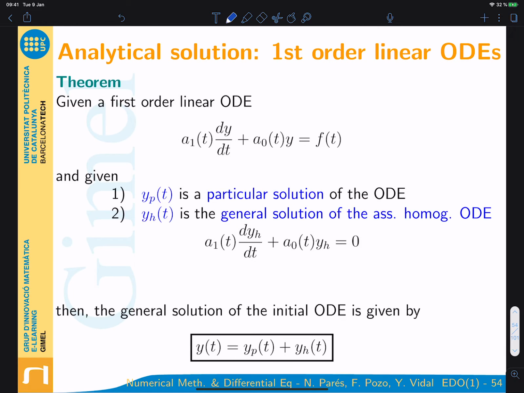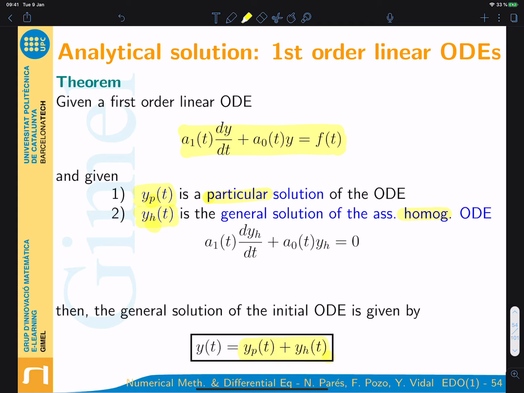Now, here is a very important theorem for today's lecture. Given the first order linear ODE that we want to solve, that looks like this, and given a particular solution of the ODE that we will call yp, and the general solution of the associated homogeneous ODE that we will call yh, this h because it comes from homogeneous, and the p because it comes from particular solution, then the general solution of the initial ODE is just the sum of the particular solution of the ODE plus the general solution of the homogeneous.